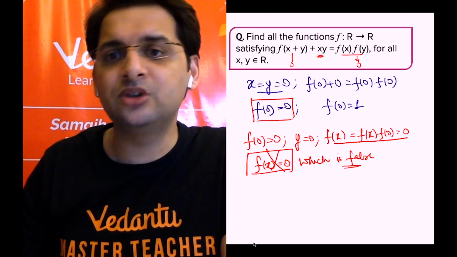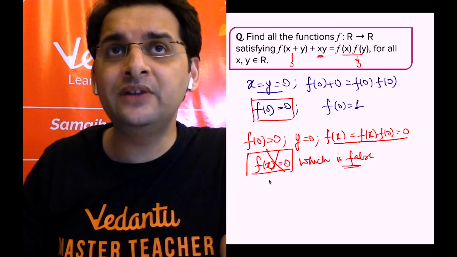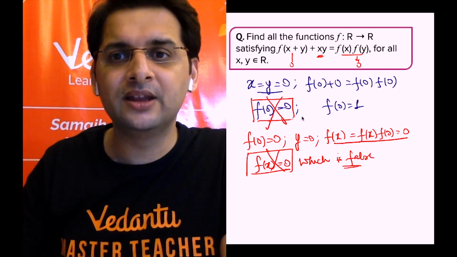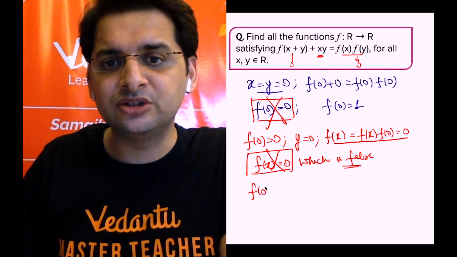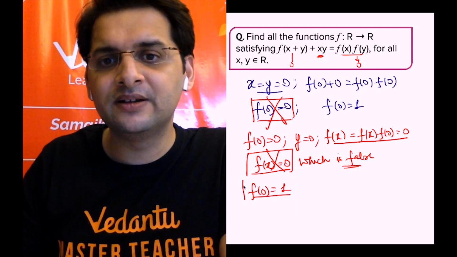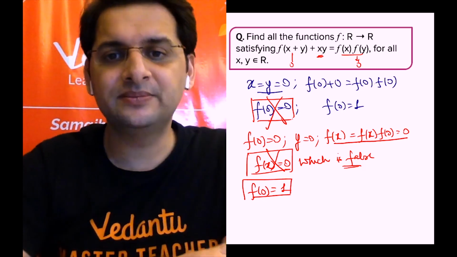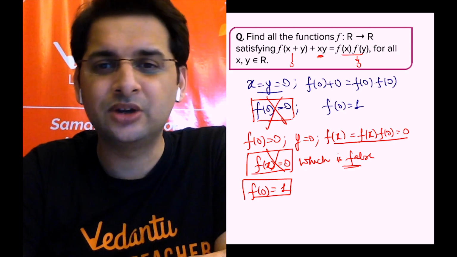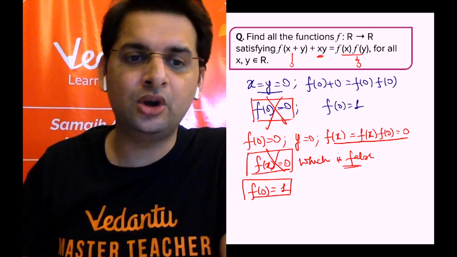Hence f of x is not equal to 0. And how did we reach this claim? By using this. So this means this is not true. This means f of 0 has to be 1. F of 0 is indeed 1. Alright. Now f of 0 is 1. So how do we solve further?